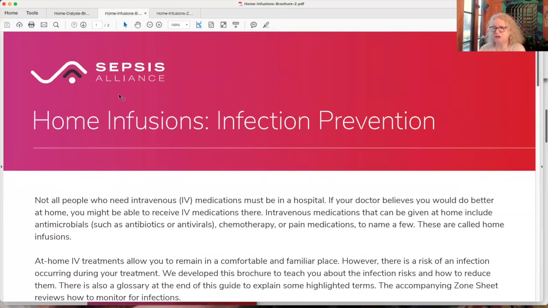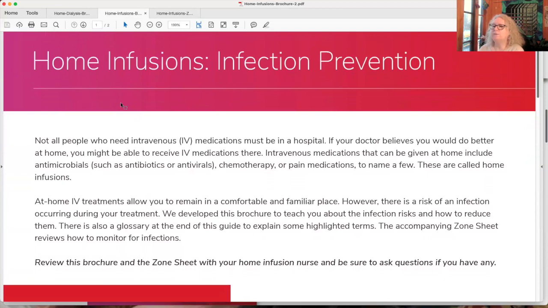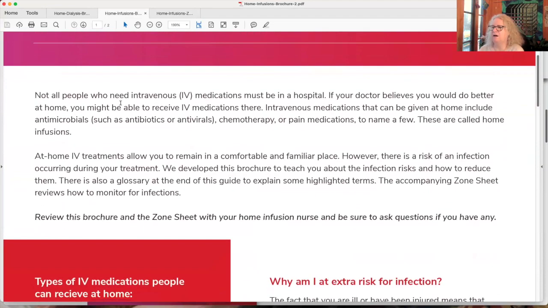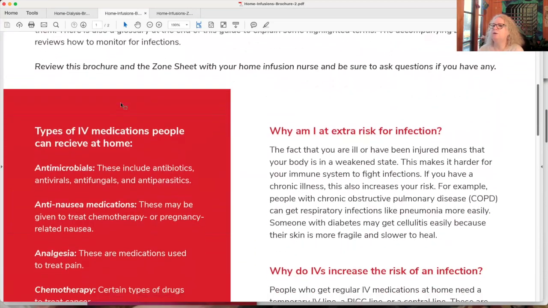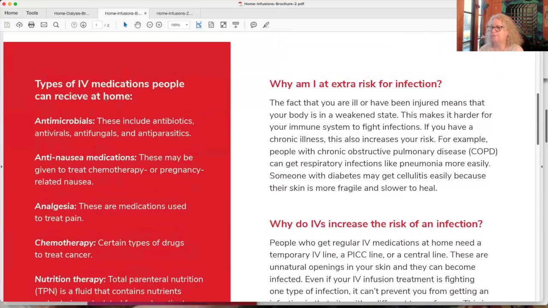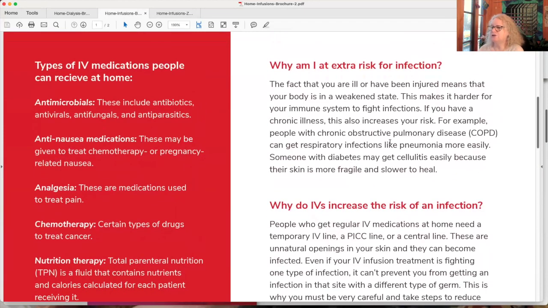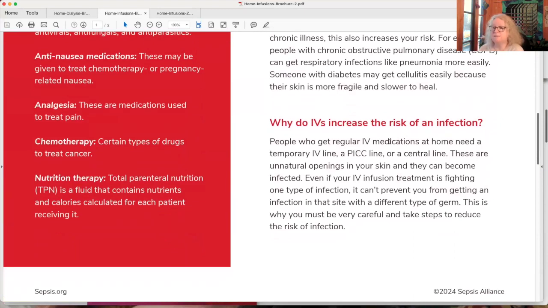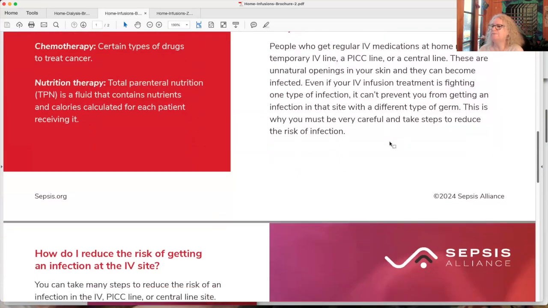These are 2 pages. They can be printed back to back, so you have one piece of paper. Here we talk about why somebody might be getting IV medication at home instead of in a hospital. We review a few of the medications that people might be taking at home. We talk about the extra risk for infection. Why do IVs themselves increase the risk of infection?